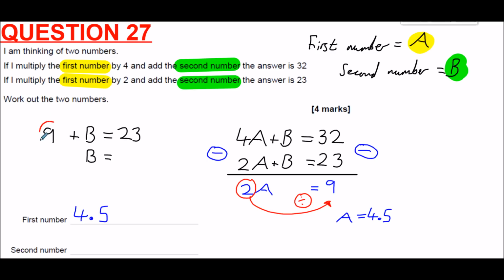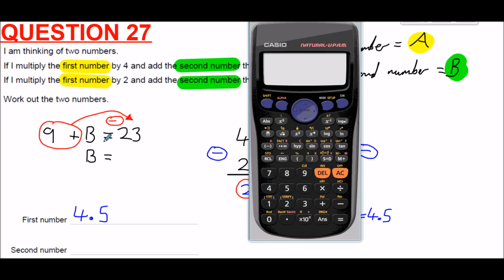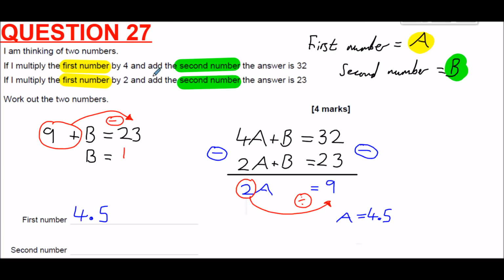This 9 is a positive 9, so if we swap the side of it, we'll swap the sign of it. Opposite of plus 9 is minus 9. The final step is B will be 23 minus this 9, which will be 14. Therefore, B equals 14. So the first number is 4.5, the second number is 14. And that's question 27 done, and therefore the entire paper.